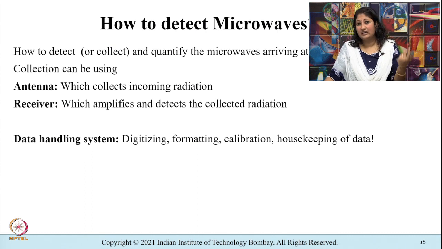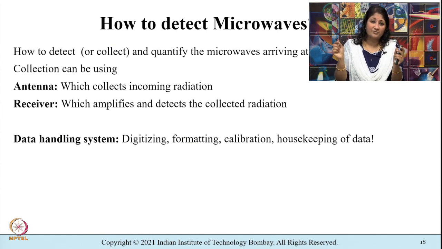Sometimes a third element is also essential, which is specific to measurement technique, which is data handling system, which is normally used for digitizing, formatting, calibration, housekeeping of data, etc. So, since we are talking about imaging radars, imaging radars generally tend to have huge data rates that the bulk of processing has to be carried out by a separate system within the ground segment. We will discuss about that shortly in upcoming lectures.